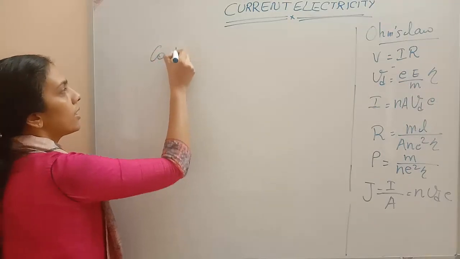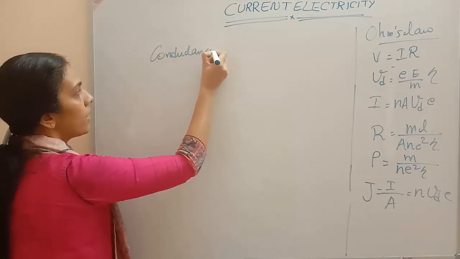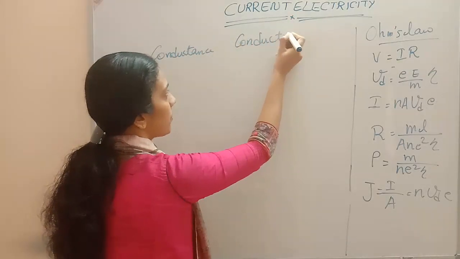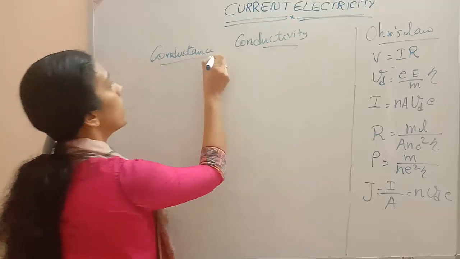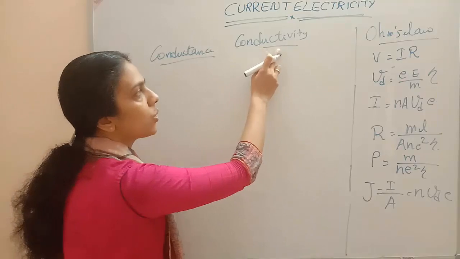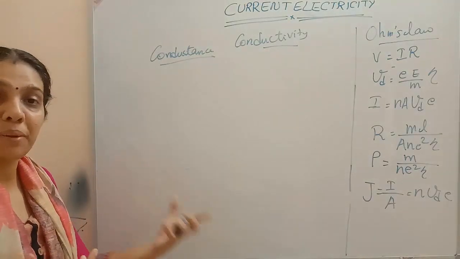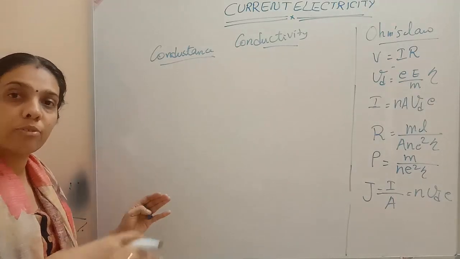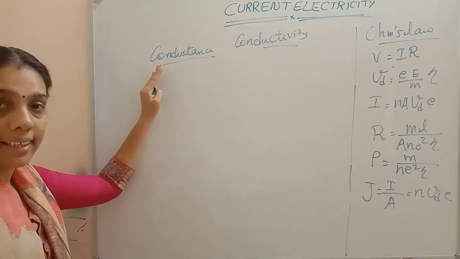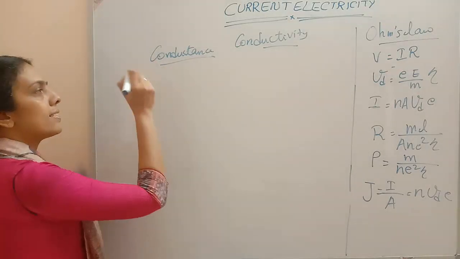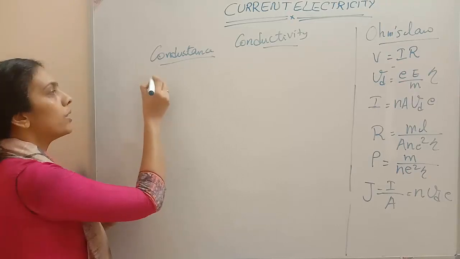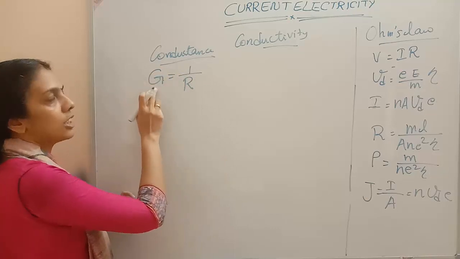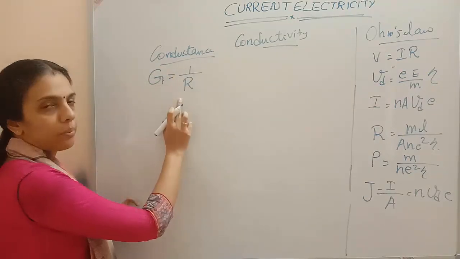Conductance and conductivity. Just opposite to resistance is conductance, and just opposite to resistivity is conductivity, which tells how easily the current can flow through the conductor. That is called conductance. Conductance is opposite to resistance, as I told, so it is represented as 1 by R. G is the representation for conductance. G equals 1 by R.